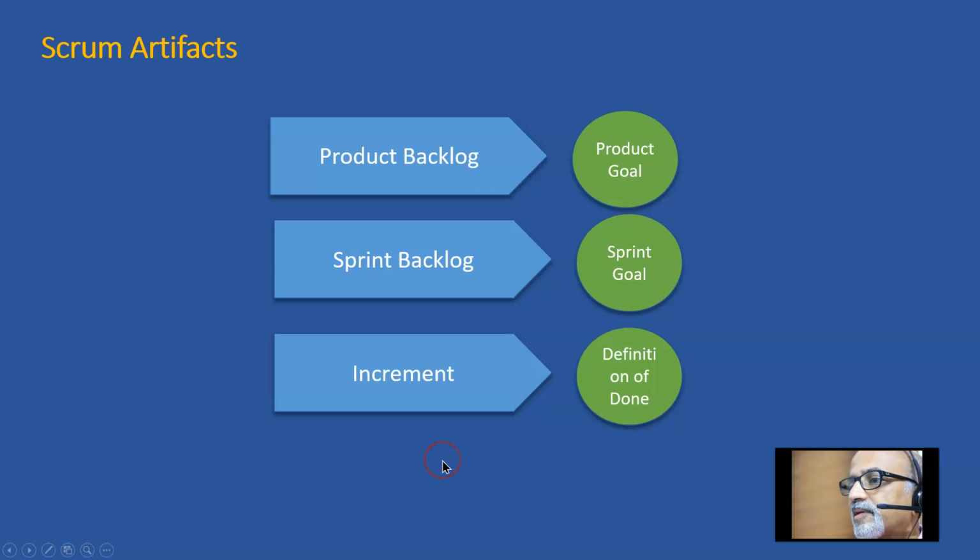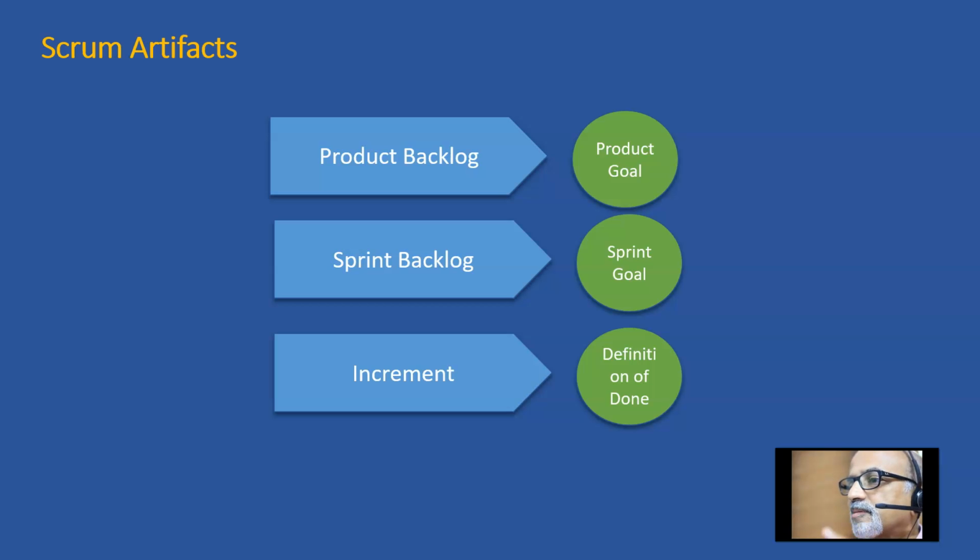So far we discussed the Scrum team. Then we discussed the different roles in the Scrum team, like the product owner, the development team, and the Scrum Master. And we discussed the sprint, and the ceremonies like the sprint planning meeting, sprint review meeting, the daily Scrum or the daily stand-up meeting, and the sprint retrospective meeting.